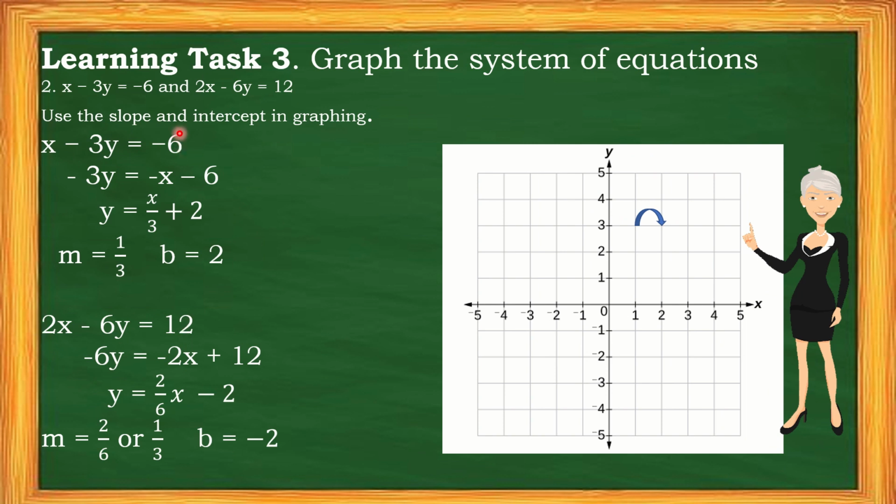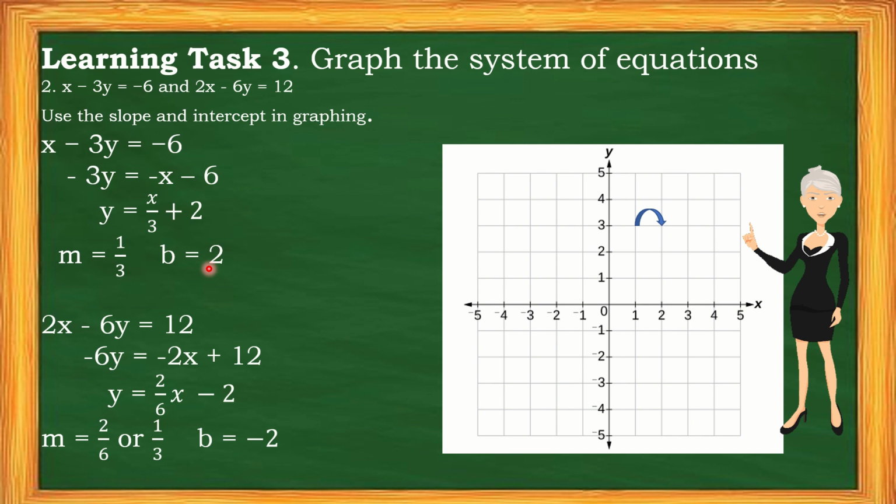In the first equation, x minus 3y equals negative 6. We transpose the positive x, so it becomes negative x. Then divide both sides by negative 3. So it becomes negative x over negative 3 or positive x over 3, since negative divided by negative is positive. The negative 6 divided by negative 3 is positive 2. So our slope now is 1/3 and our y-intercept is positive 2.